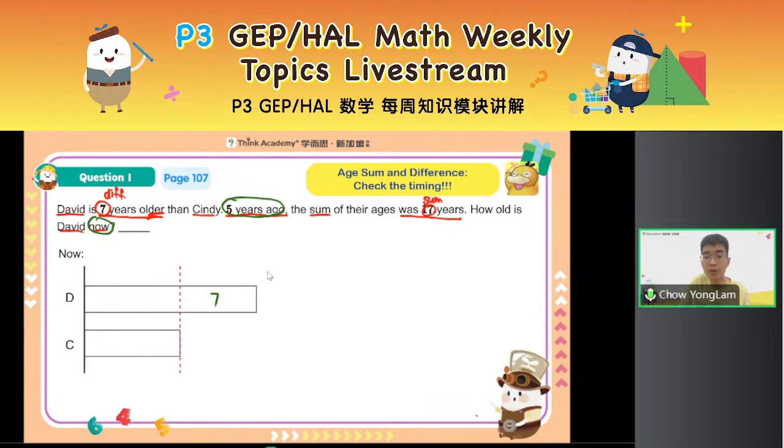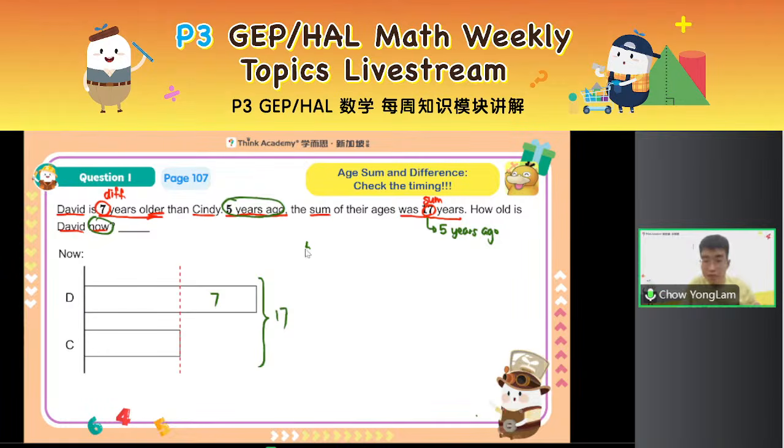Now, I also know their age sum, so let's label their age sum. Is it correct to say their age sum is 17? I see a lot of you say 17, 17. Is 17 the age sum? No, because remember, 17 was their age sum 5 years ago. 5 years ago, their age sum is 17. Now I want to find their age sum now.